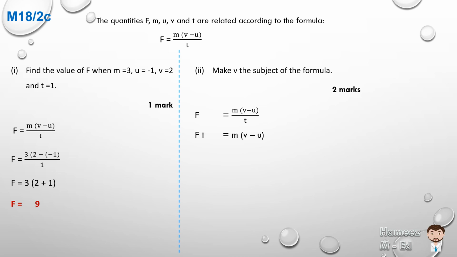And what's the next thing we can move from the right hand side? We can move across the m. The m is multiplying, so when I carry it across it will divide, so we'll get ft over m is equal to v minus u. And if I want v alone, I get rid of the minus u. The u is subtracting on the right side, when I carry it across it will add. So we'll have ft over m plus u is equal to v.